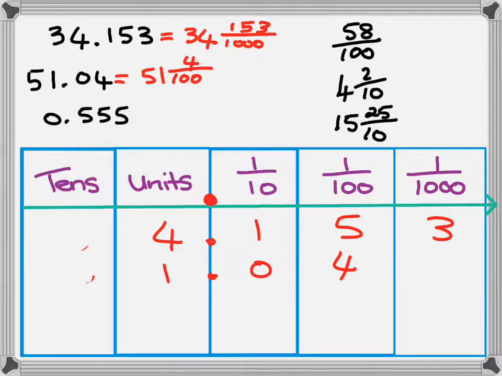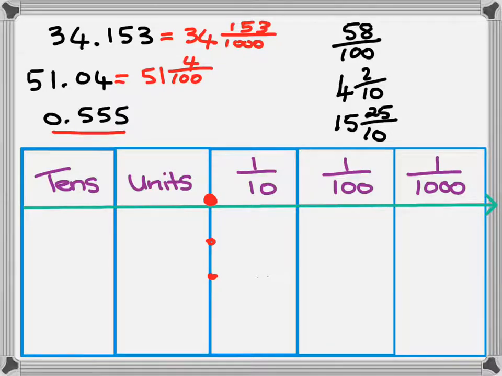Just cleaning up the screen a bit. Right. Just rubbing out our workings here so we've got space to write. Okay, let us do that one now. So you're back. Let's do this one, 0.555. It's 0 units, decimal point, and then we've got 5, 5, 5.